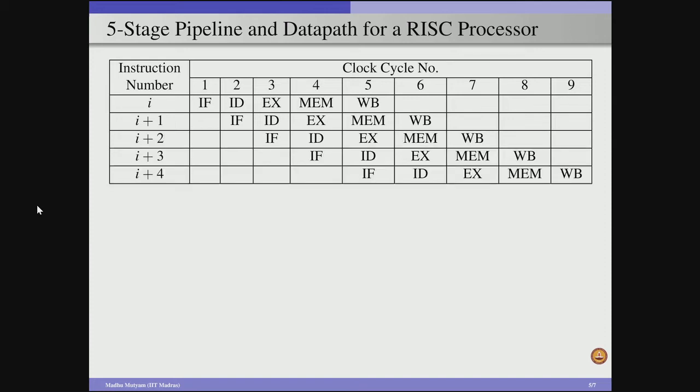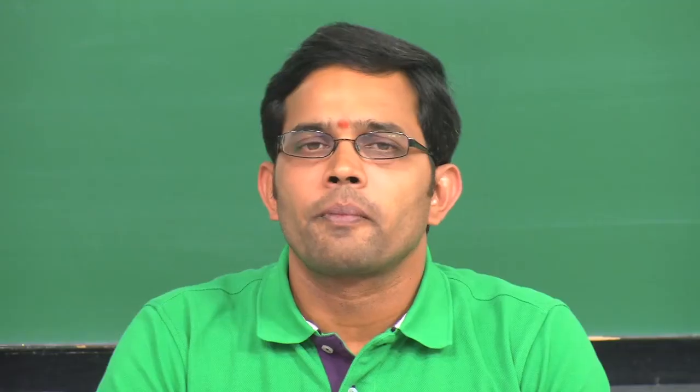When we are in cycle 3, the first instruction, instruction I, is in the execute stage, instruction I plus 1 is in the ID stage, and instruction I plus 2 is in the instruction fetch stage. And in the fourth cycle, our first instruction is in the memory stage, the second instruction is in the execute stage, the third instruction is in the ID stage, and the fourth instruction is in the IF stage, and this will continue.